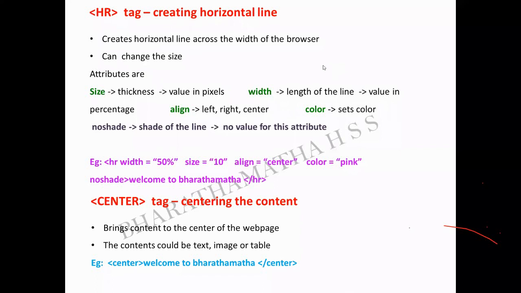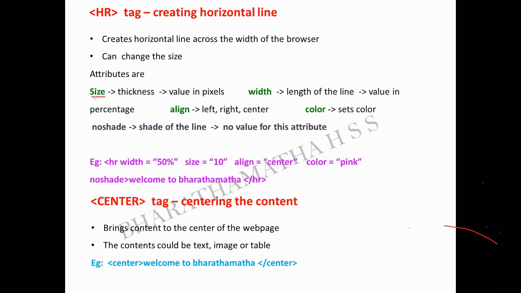There are various attributes added along with this horizontal ruler. They are size, width and so on. Size specifies the thickness of the line. The value should be given in pixels. Width means the length of the line.